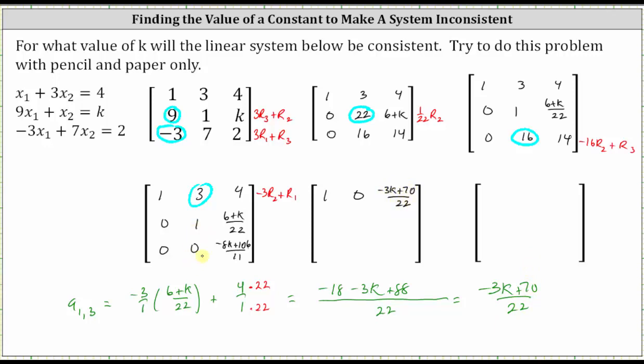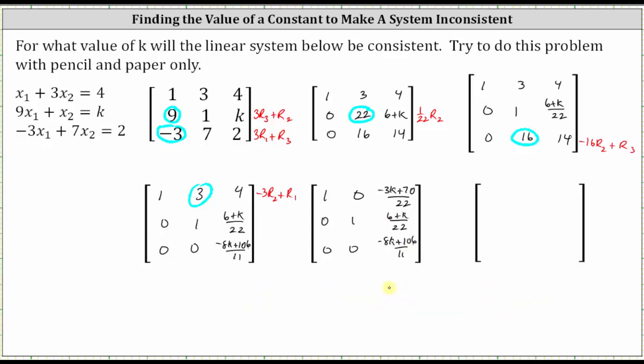And row 2 and row 3 remain the same. Notice now we do have the augmented matrix in reduced row echelon form. And again, from here, because we have 3 equations with 2 unknowns, in order for the system to be consistent, the third row must all be zeros, and therefore to find the value of k, we set the quantity negative 8k plus 106 all divided by 11 equal to 0 and solve for k.